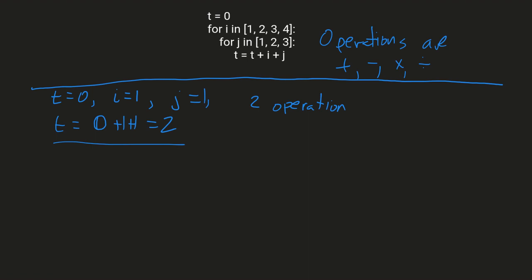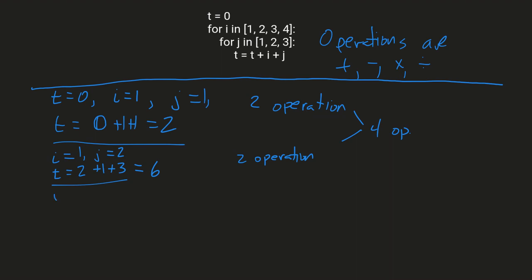Now, i is still going to be 1, but now j is going to be equal to 2, then t is going to be 2 plus 1 plus 2, which is going to be 5. So here I have two more operations for a total of 4 operations.